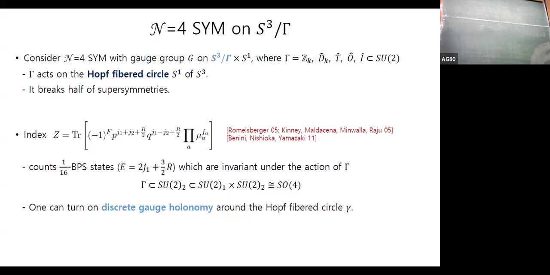Basically, by examining the spin of the supercharges, you can read out what kind of supercharges are preserved and what kind of supercharges are broken.